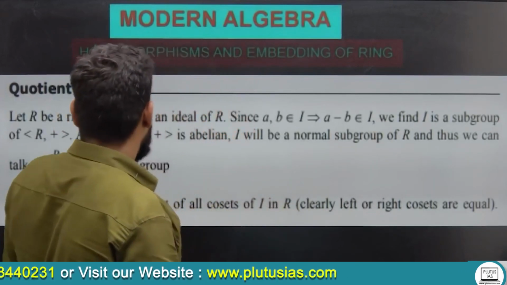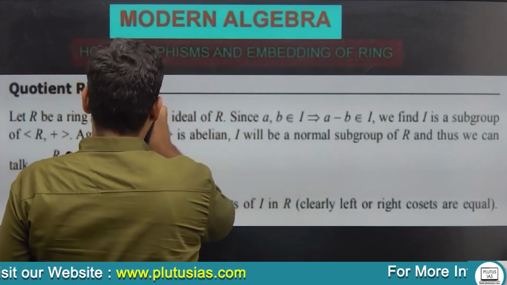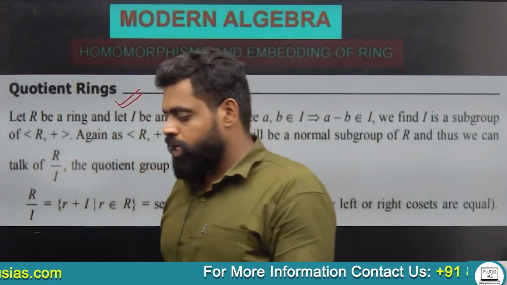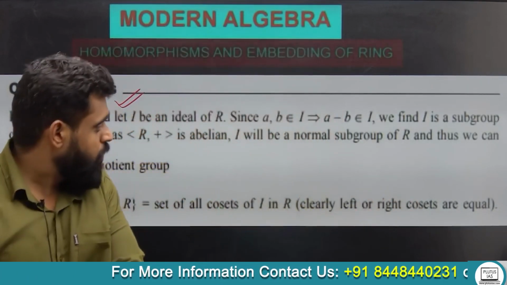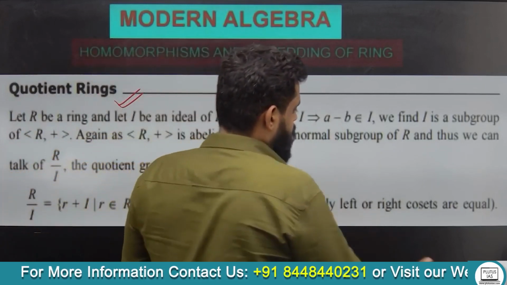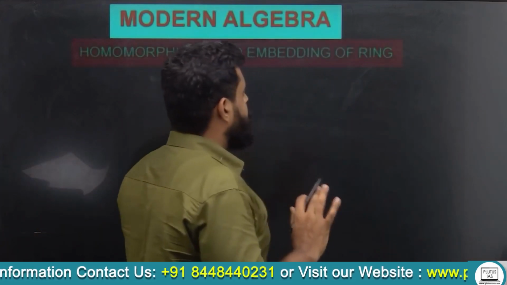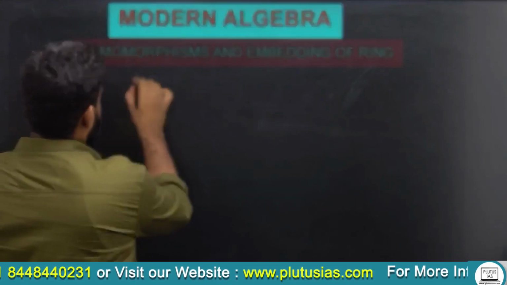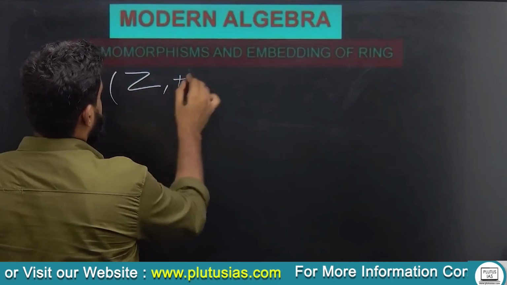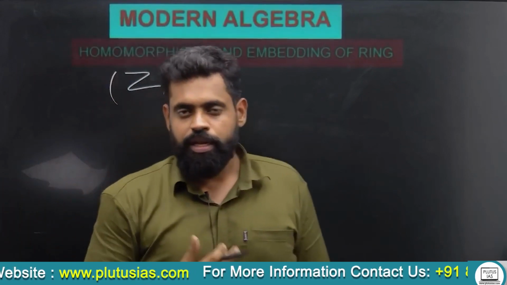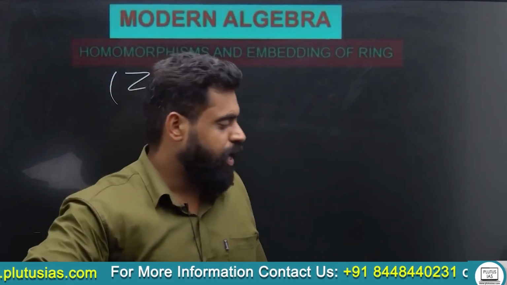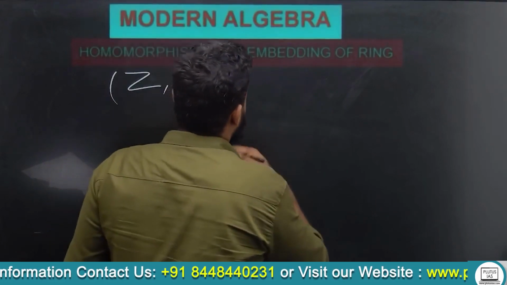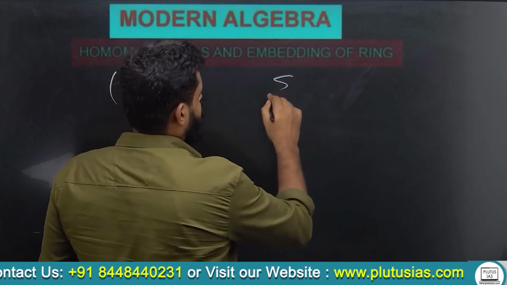Okay, so today we'll understand the concept of quotient rings. Okay, so quotient groups you have studied. So first of all, let me tell you about that. Okay, suppose we take a group of integers with addition, that is Z, and we take another group that is 5Z.